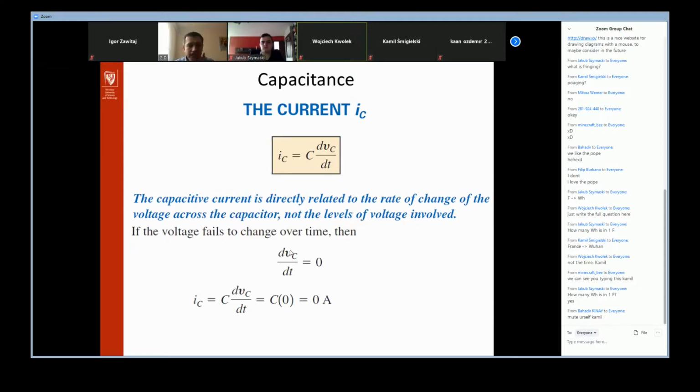Yeah. So please just remember this equation, and please remember that the current depends on the changing of the voltage on this capacitor. That's why for the steady state, anytime we have the changing of the voltage is zero. So as you see, the current also, if we just substitute the derivative of VC over dt, is equal to zero. So C multiplied by zero gives us zero. Yeah. Okay.